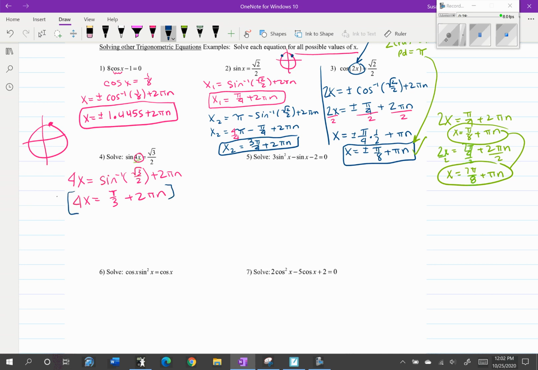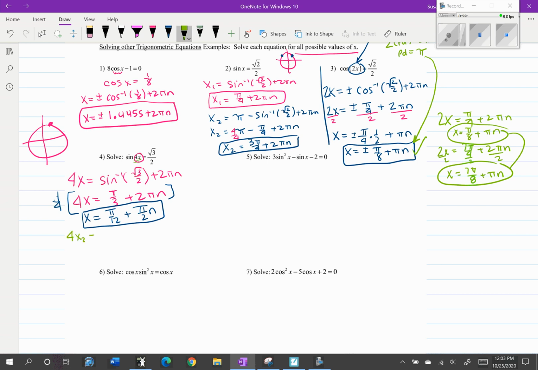So if we get rid of that 4, we can multiply everything by 1/4 or divide everything by 4. It's the same thing. So 4 times 1/4 gives us x equals 1/4 times pi over 3, which is pi over 12, plus, and then 2 divided by 4 is 1/2, so pi over 2 times n. So this would be my first solution. And of course, we're not done because we need to find our second solution.